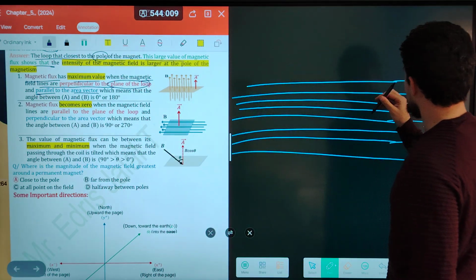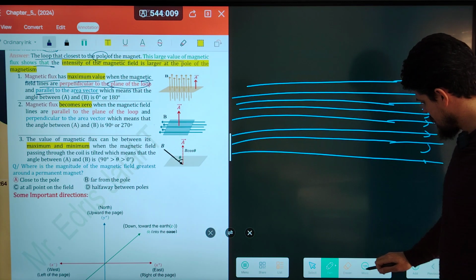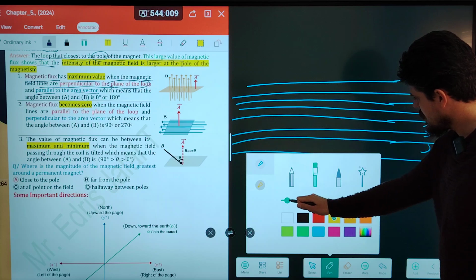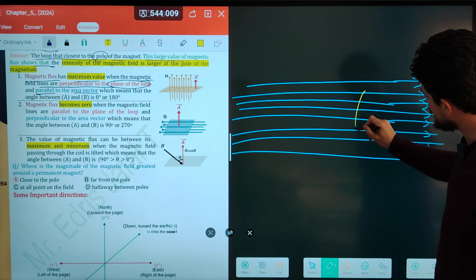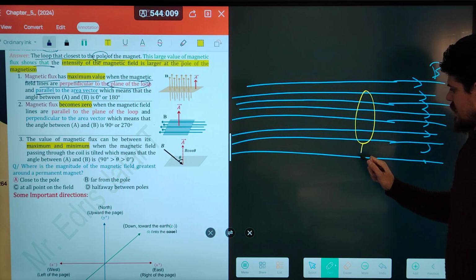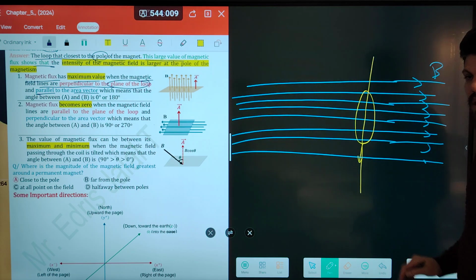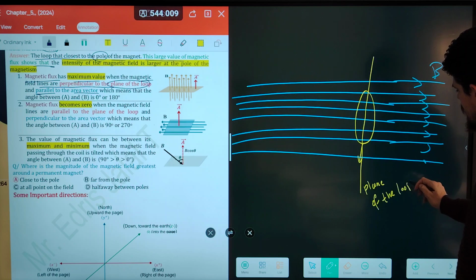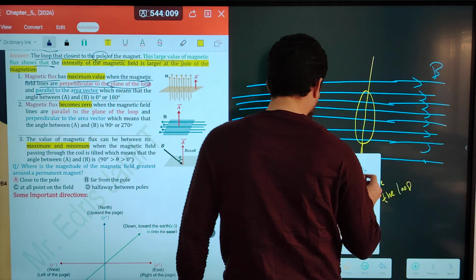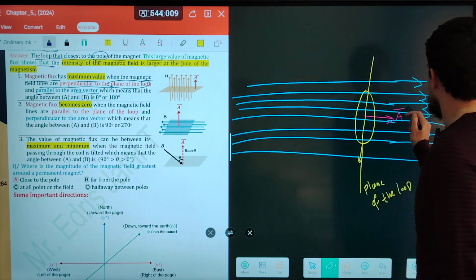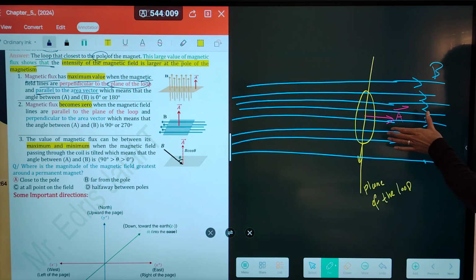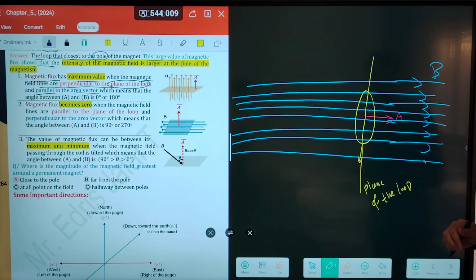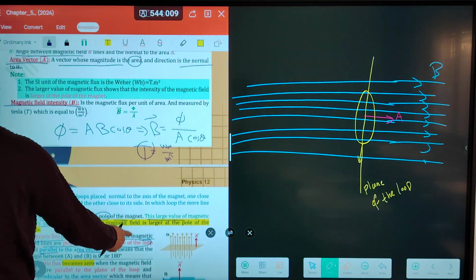So when the loop is perpendicular, the plane of the loop is perpendicular. This is the plane of the loop, and this is the area vector. The area vector and the magnetic field are in this case parallel to each other.